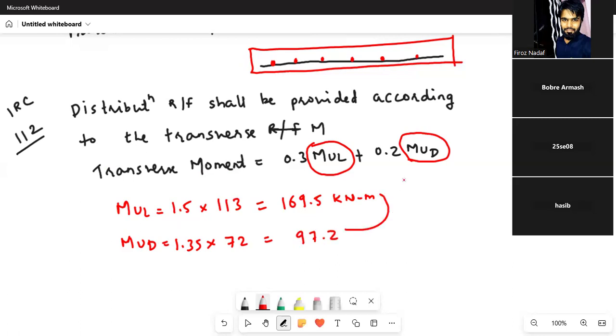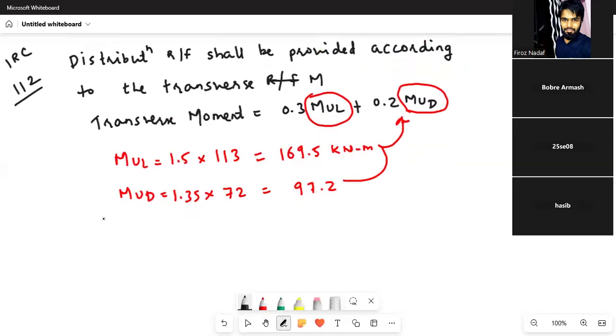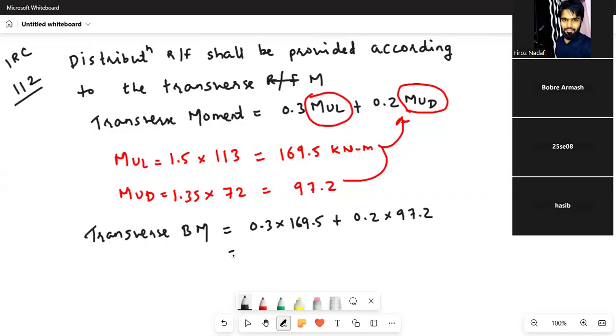97.2. So these two values you can substitute in this equation, and you will get the transverse bending moment. Transverse bending moment equal to 0.3 into 169.5 plus 0.2 into 97.2. So this is equal to 71 kilonewton meter.